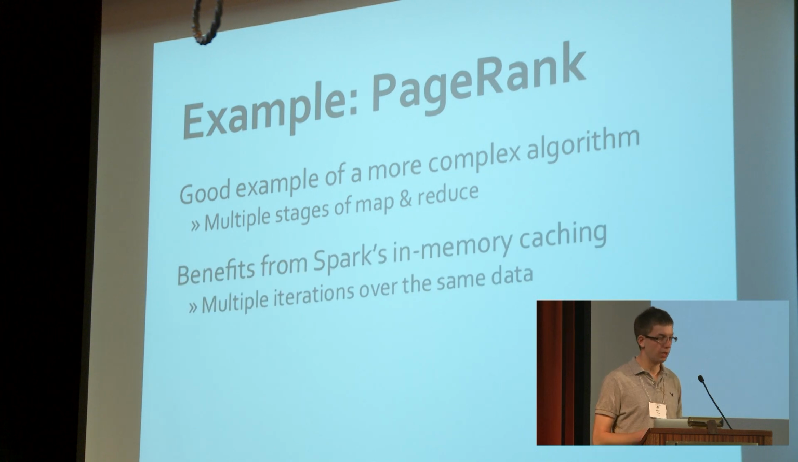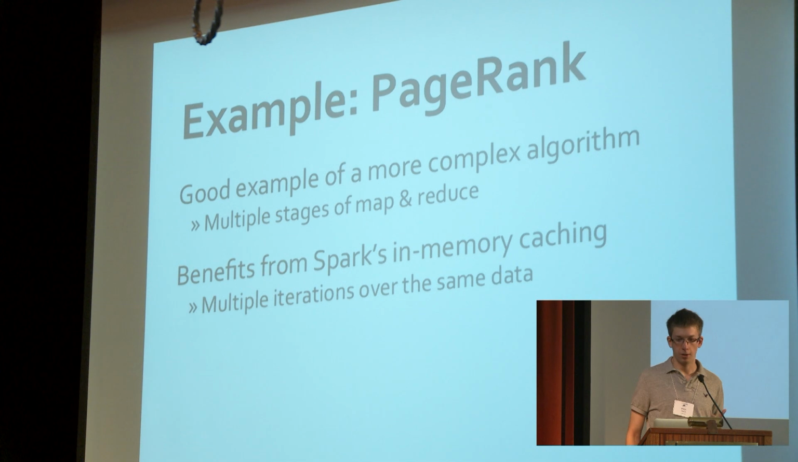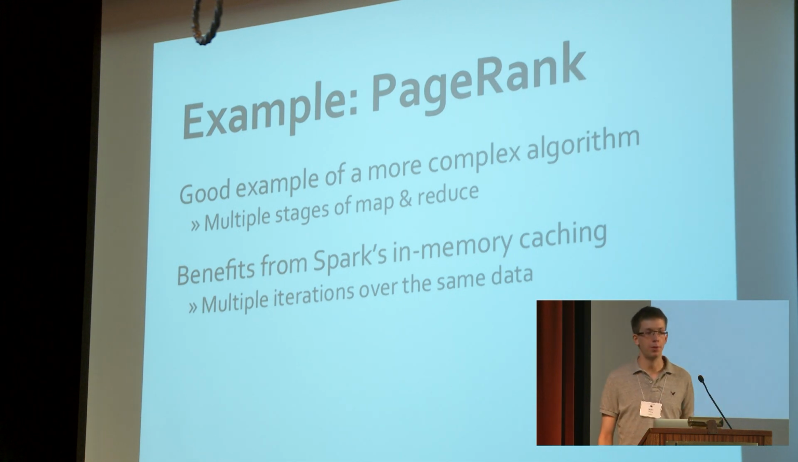It also benefits from Spark's in-memory caching. If you look at the execution of PageRank, there are different iterations that happen, but many of them share the same data. They have to go back and look at a graph of web pages and look at some information about them. OK.